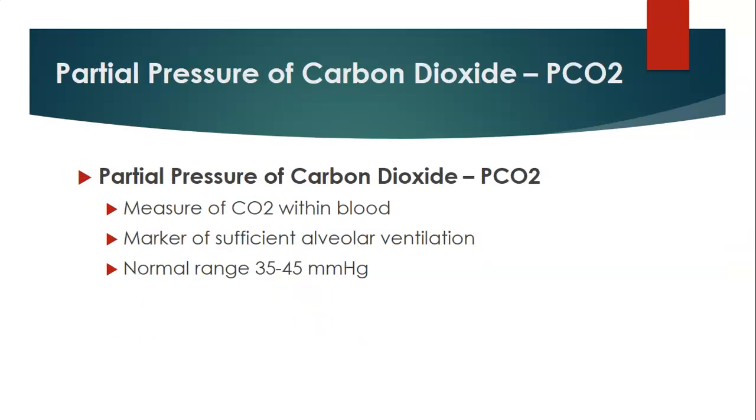There we go. The last numbers I want you to be aware of are the PCO2. This is the partial pressure of carbon dioxide. So this is the measurement of carbon dioxide within arterial or venous blood. Generally, it will serve as a marker of sufficient alveolar ventilation within the lungs. And under normal physiologic conditions, the value of PCO2 is going to be between 35 to 45 millimeters of mercury.